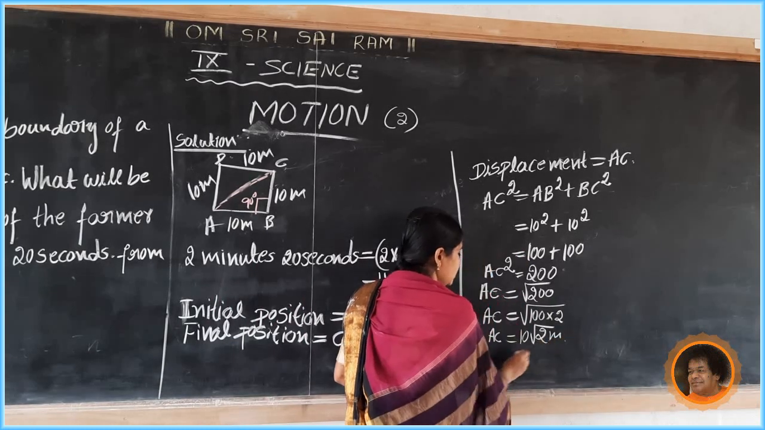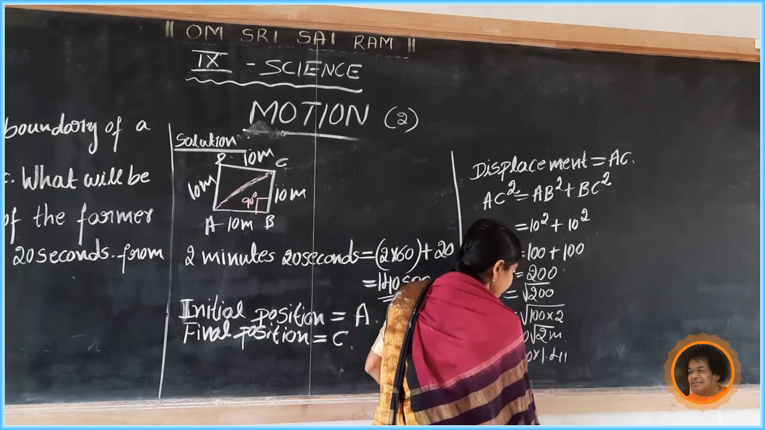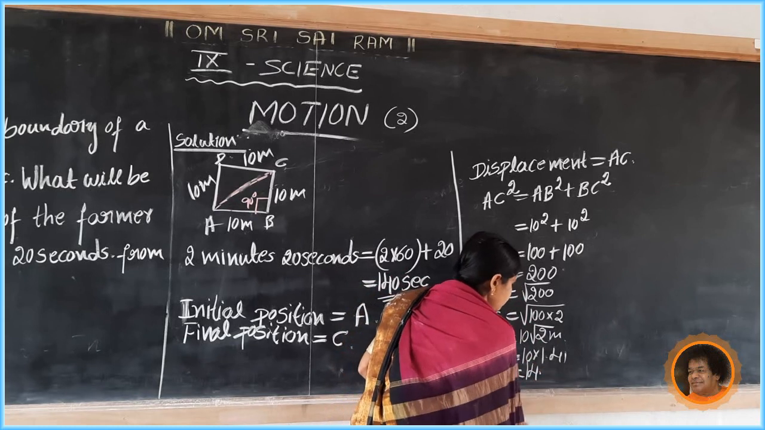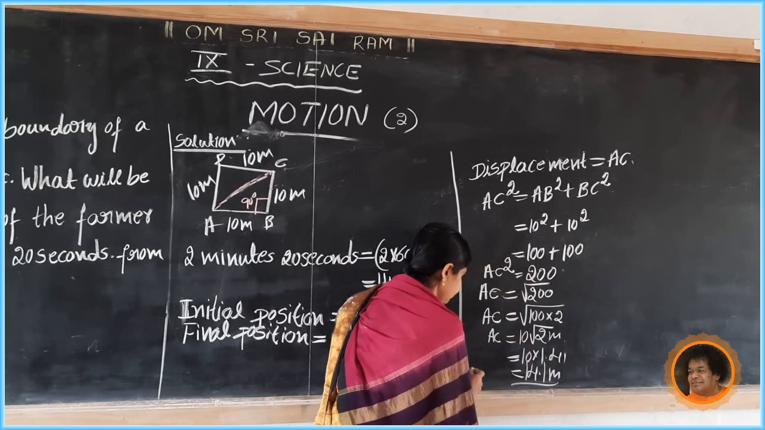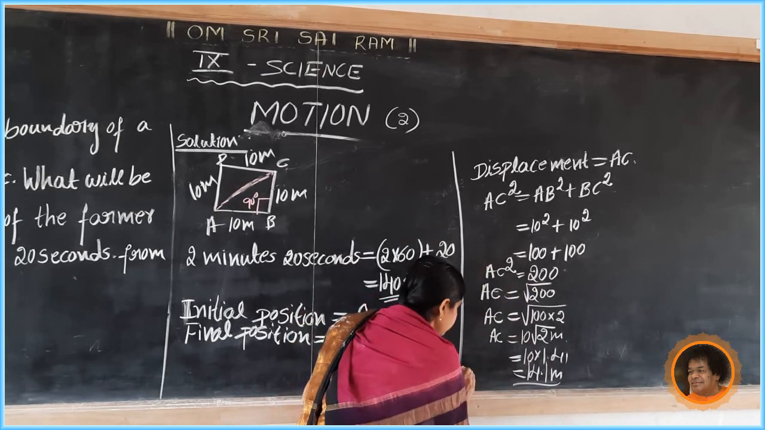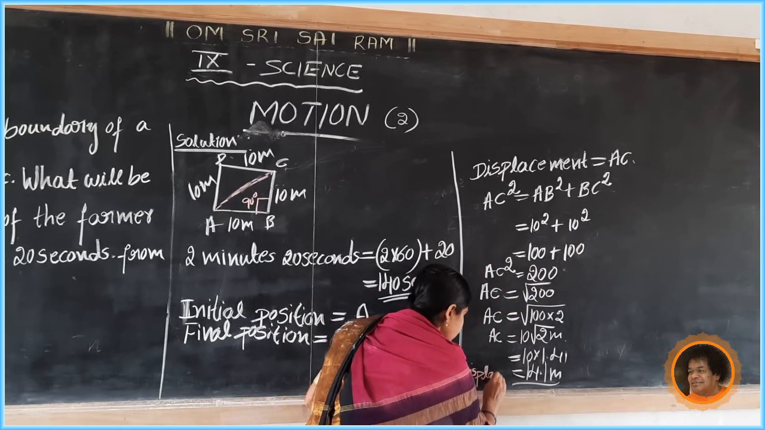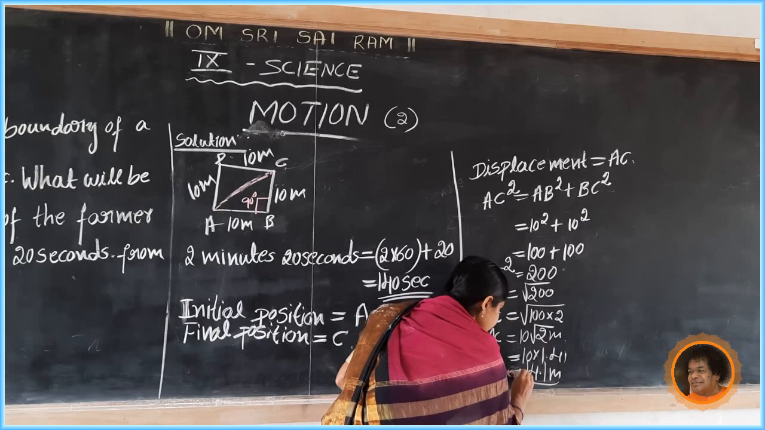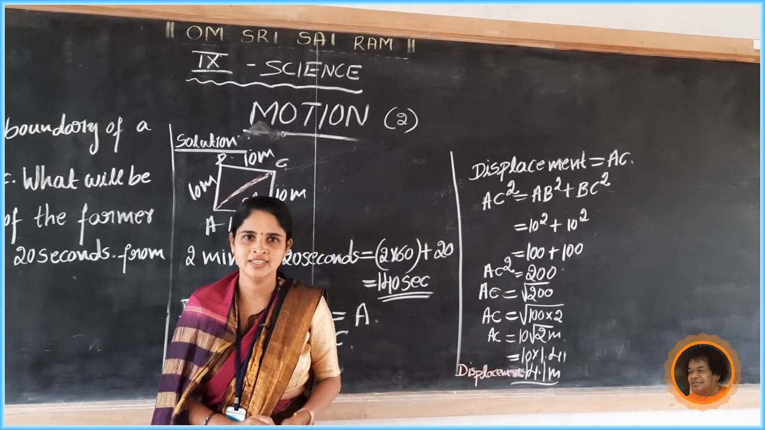Write this value, 10 into square root of 2, value 1.41. So its value is 14.1 meter. So write displacement equals 14.1 meter. This is the displacement.